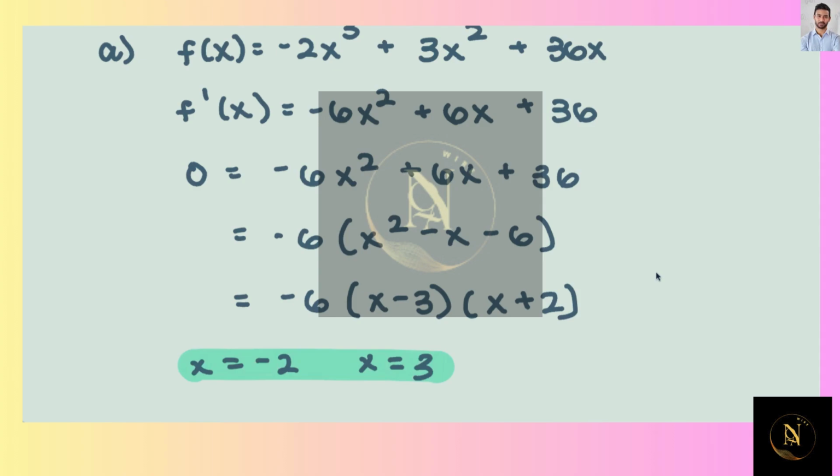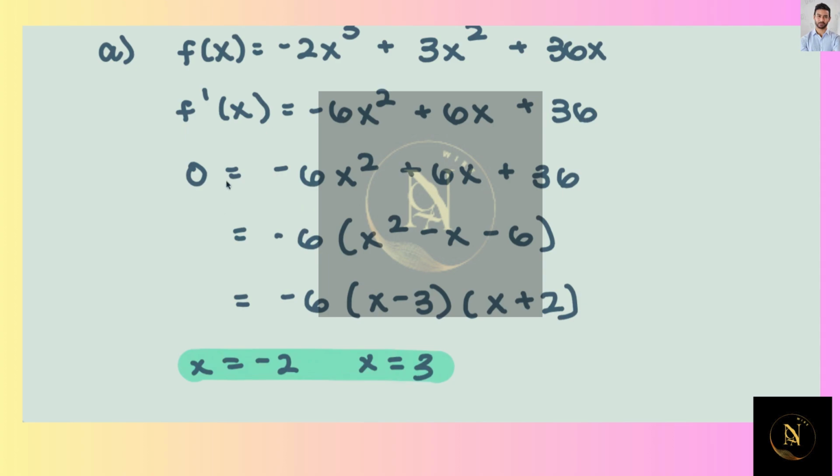So for part A, we're told, let's find the intervals of increase and decrease. The first thing that we need to do is find the derivative. So we're given f of x is negative 2x cubed plus 3x squared plus 36x. Well, we can simply use the power rule to differentiate it. So f prime of x is negative 6x squared plus 6x plus 36. Then to find critical numbers, we set our derivative equal to 0 and solve for x.